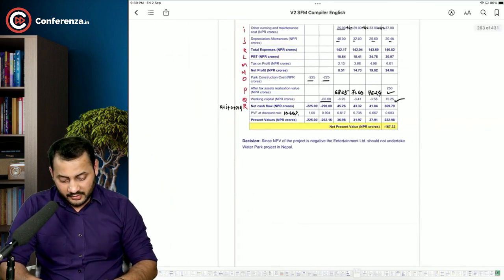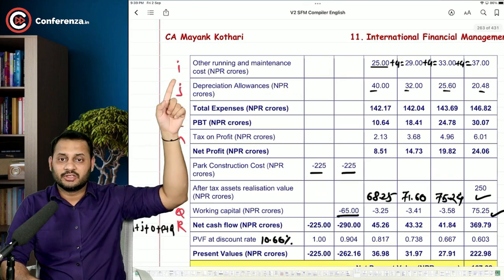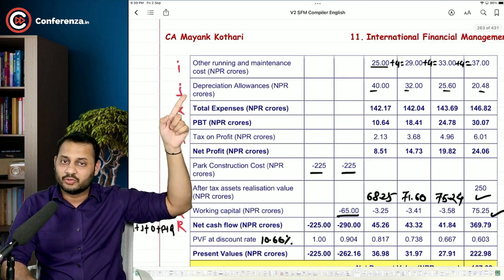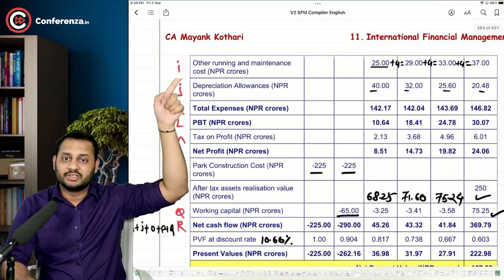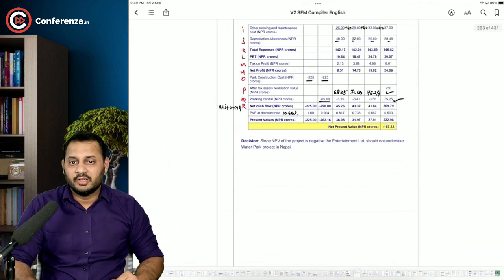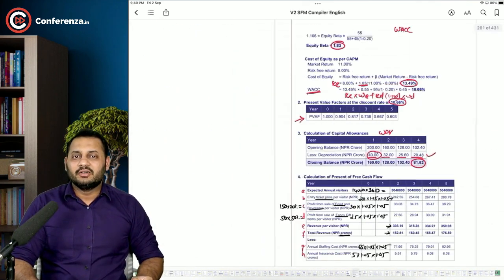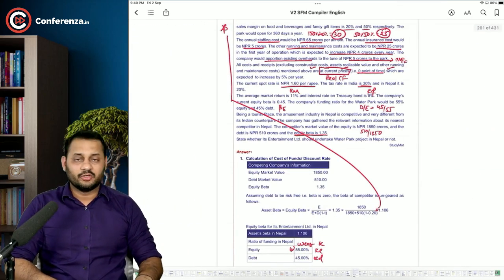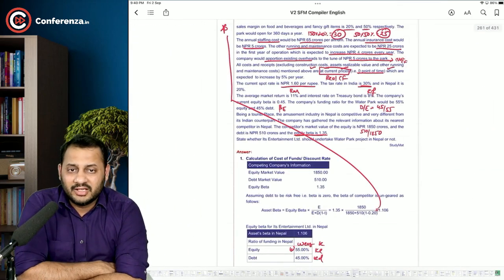Just like other running and maintenance costs, it was not included. Depreciation will also not get affected by it. So these two are calculated differently. So this is how you have to go with the questions of international financial management. I hope you have liked it. But I will tell you, solving the questions will be a time-taking process for this chapter.